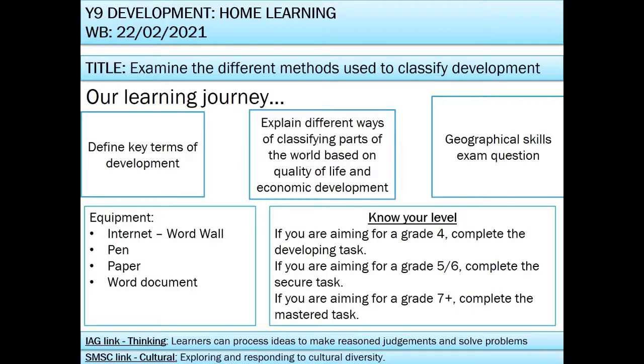Just a quick recap of Know Your Level. And again, I'm not saying that you have to stick to those, but these are the levels that we expect you to do. So if you are up to a grade 4, you should be doing the developing tasks. If you're grade 5 or 6, you should be aiming to do the secured tasks. And then if you're level 7 plus, you should be aiming to do the mastered tasks. And again, like I said, you can push yourselves if you want and do a higher task than your grade is. We're not saying that you can't do that.